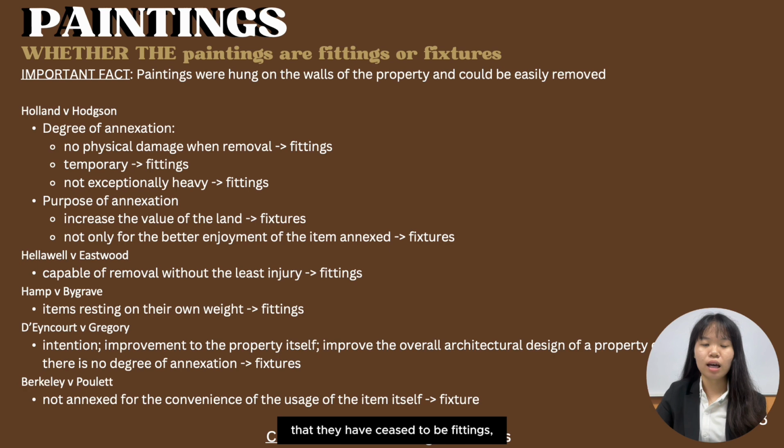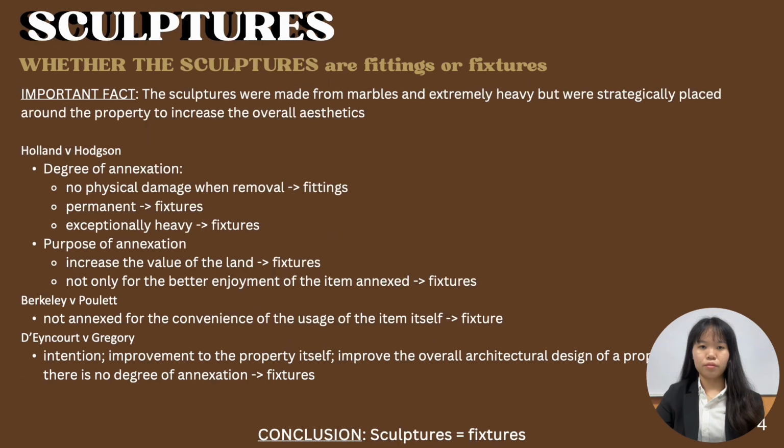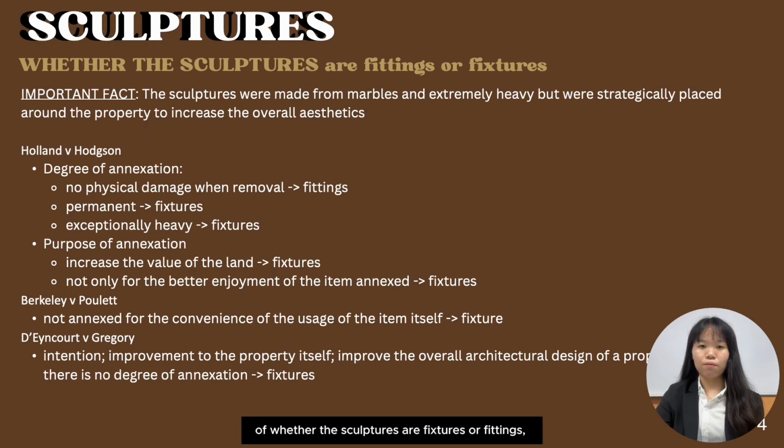As the onus of showing that they were so intended lies on those who assert that they have ceased to be fittings, Abraham needs to prove that there is intention to make the paintings part of the property. Regarding the second issue of whether the sculptures are fixtures or fittings, the important fact here is that the sculptures were made from marbles and extremely heavy, but were strategically placed around the property to increase the overall aesthetics.